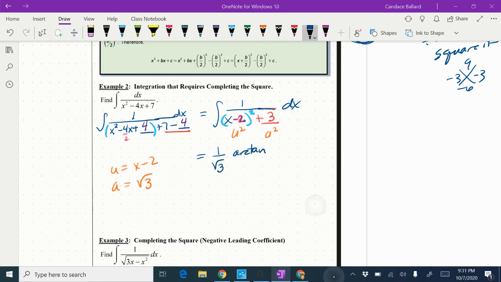Arctangent of u, which is the x minus 2, over the a, which is the square root of 3, plus c.